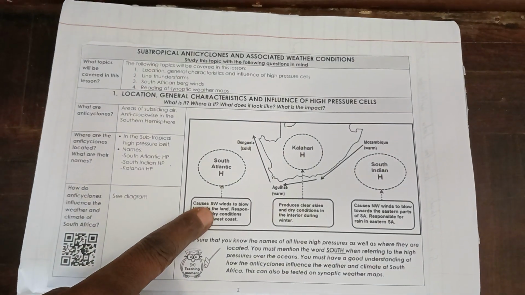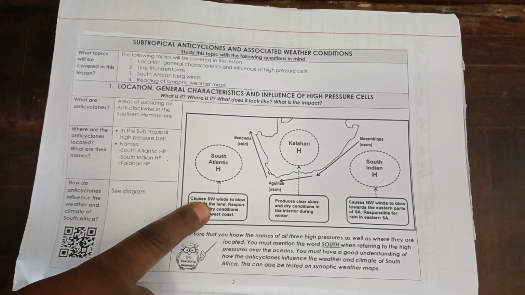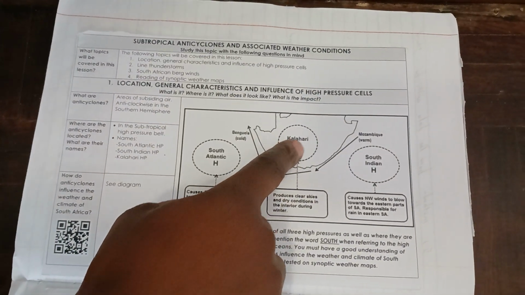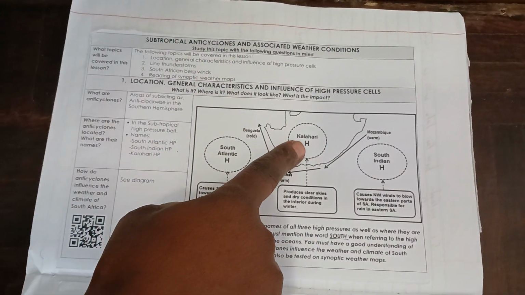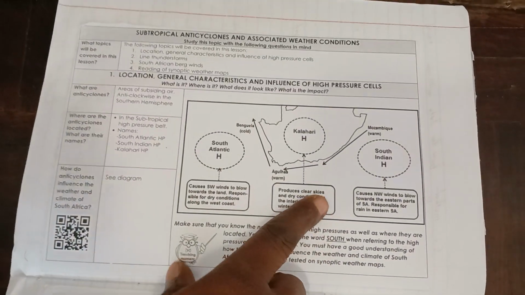You can see this is your South Atlantic High. You find it on the west coast, where we have got our Atlantic Ocean. Then you have got our Kalahari High. It's in the interior, which means inside, as you can see. Then you have got our South Indian High on the east coast. I think you can see.